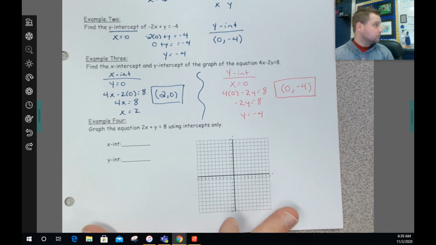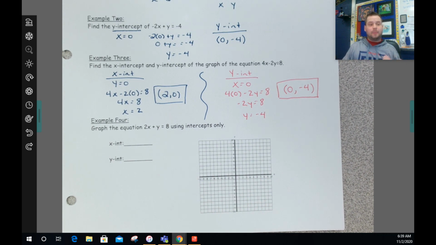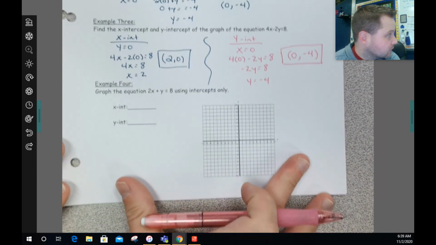Okay, there we go. Now, the reason we're talking about x and y intercepts today is because it's extremely easy to graph lines if you know the x and the y intercept. In order to graph a line, technically you only need 2 points. By definition, a line is the shortest distance between 2 points. So I just need the 2 points. We're going to connect them with a line, arrows through. And that leads us right into example 4.